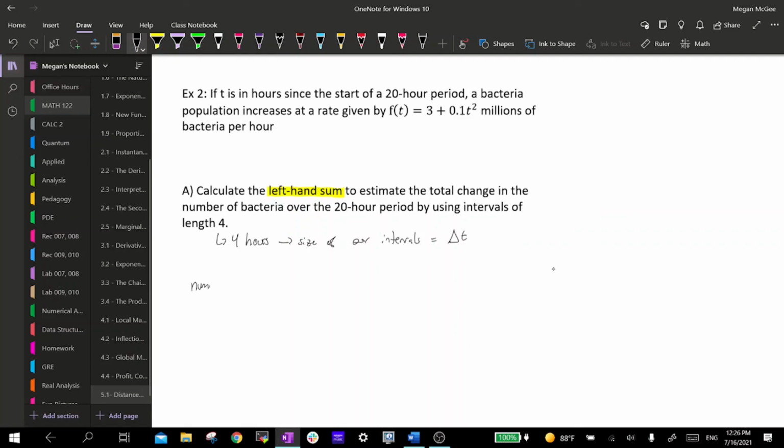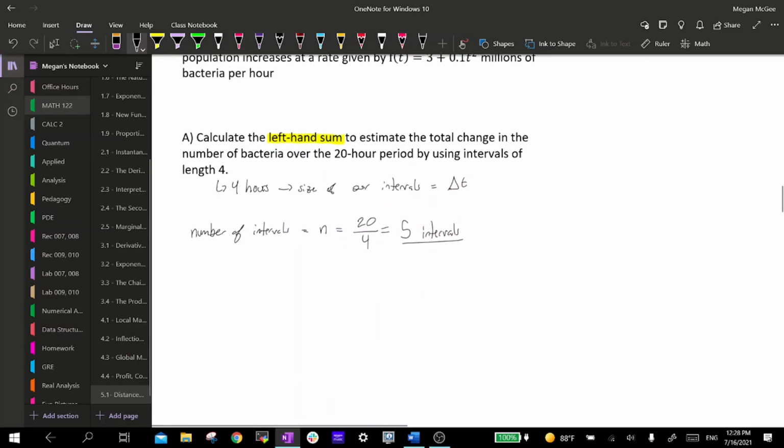So the number of intervals, which we just call n, is the total amount of time. So we have a 20-hour period, so it's the total amount of time divided by the length of the interval. So the length of the interval is 4. And so we have 20 divided by 4, which is 5. So this is going to be 5 intervals.